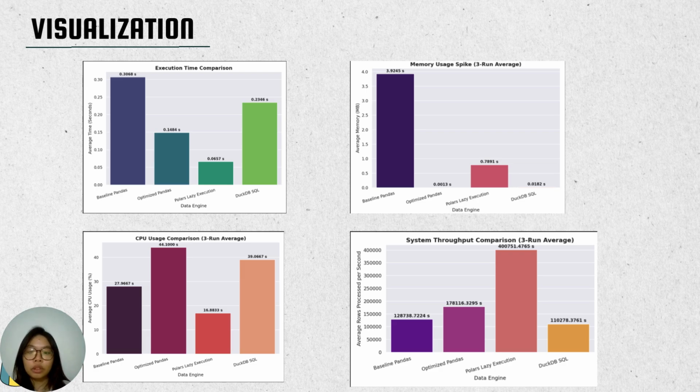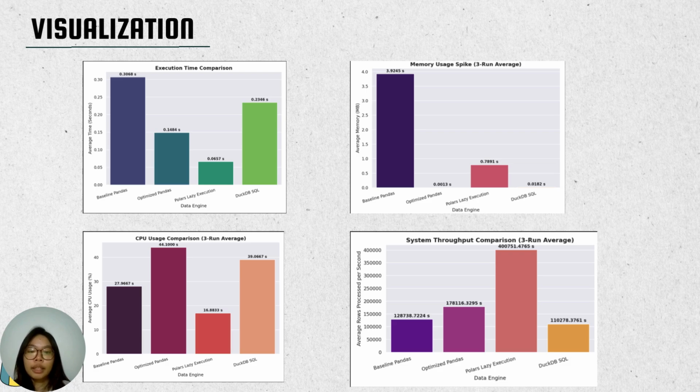So here we present the resource telemetry metrics across the 4 key performance indicators during the data processing phase. First, we can see the execution time on the top left and the throughput on the bottom right. It visually evidences that Polars' lazy execution dominates the field. It achieved the shortest processing duration and the highest throughput, showing its exceptional parallel computing efficiency.